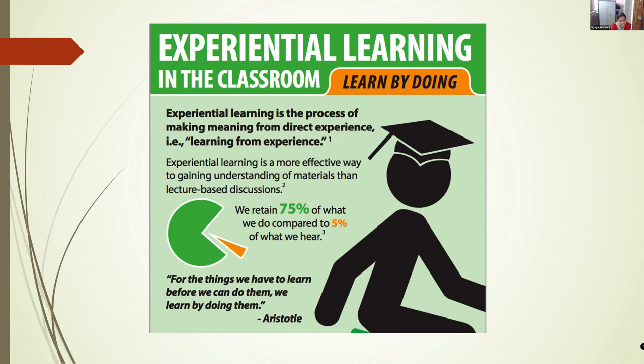So this is not told by me, this is the general idea. And this famous education idea is told by doing the research. We retain 75% of what we do compared to 5% of what we hear. So whatever we tell the students 1,000 times, 2,000 times, 10,000 times, only they can get something. The complete retention, the 75%, they will get when they do. When they're actually doing the things only, they are able to get it. The famous Aristotle, Greek philosopher, told: for the things we have to learn before we can do them, we learn by doing them. So children should learn the things by doing them. In mathematics, wherever possible, we have to give that opportunity so that 100% learning would occur.